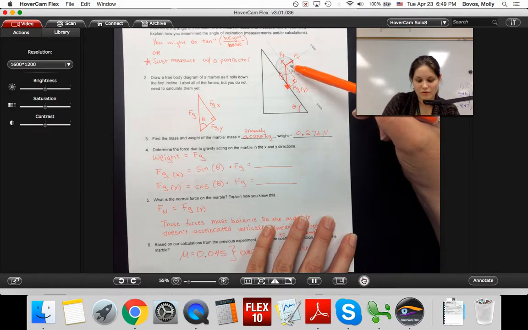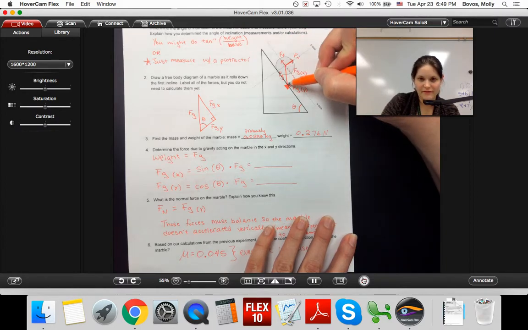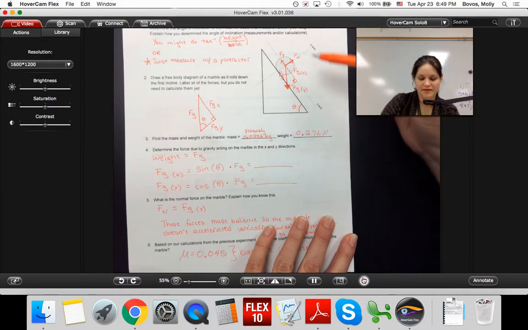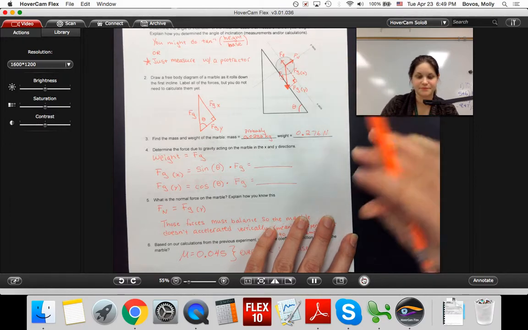Okay, so we have three different forces acting on our object, but gravity we're going to split up into X and Y, because that way we can compare it to normal force and force of friction.